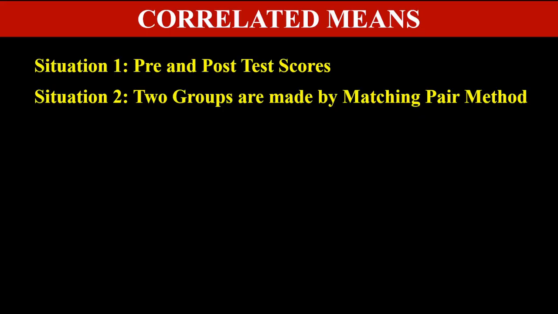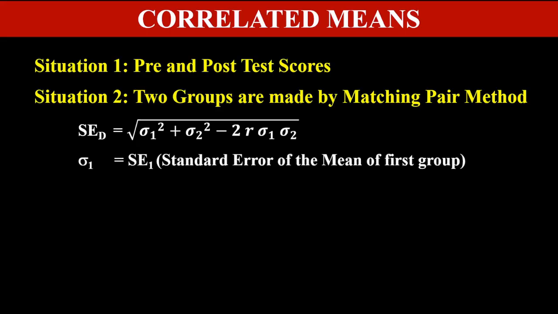In both these situations, the following formula is used to find SED, the standard error of difference between means. It is equal to the square root of sigma 1 square plus sigma 2 square minus 2 into r into sigma 1 into sigma 2, where sigma 1 is the standard error of mean of the first group, that is found by this formula: SD1 upon the square root of N1.